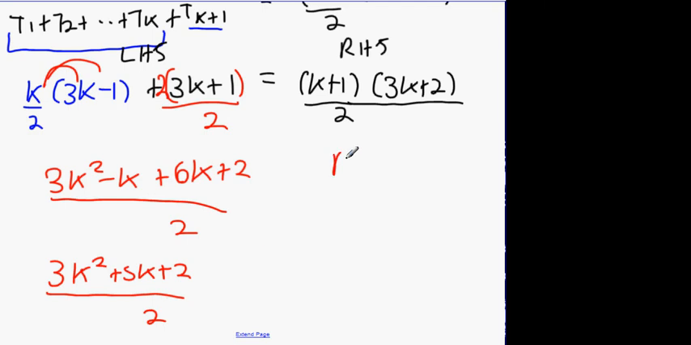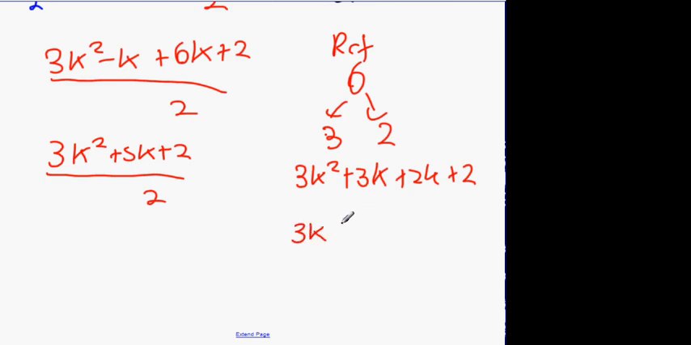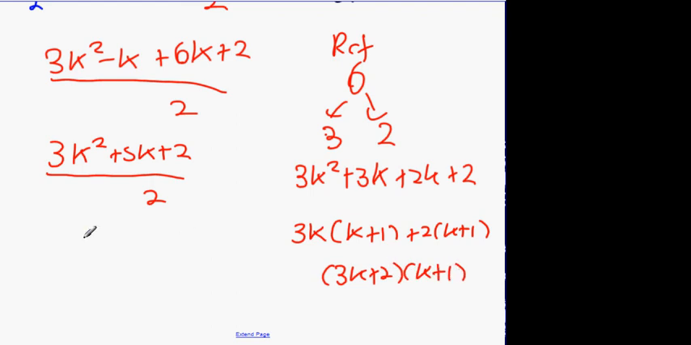I'm going to do a reference number. The reference number is 3 multiplied by 2, which is 6. 6 we have to turn into 5, so it's going to be 3 and 2. So what we're going to get is 3k squared plus 3k plus 2k plus 2. I'll get 3k into k plus 1 plus 2 into k plus 1, 3k plus 2 into k plus 1. That's the answer. So that's going to be 3k plus 2 into k plus 1 all over 2.